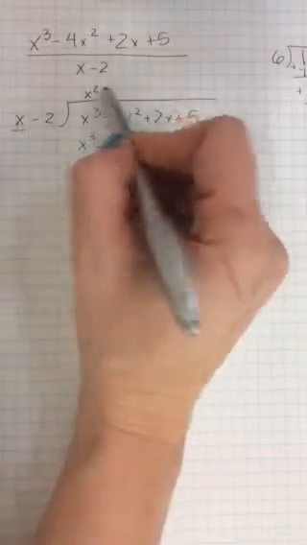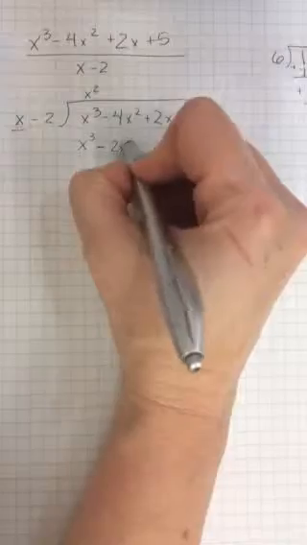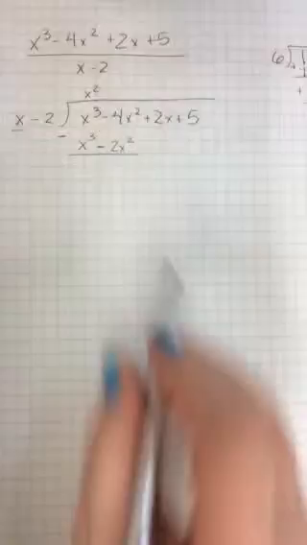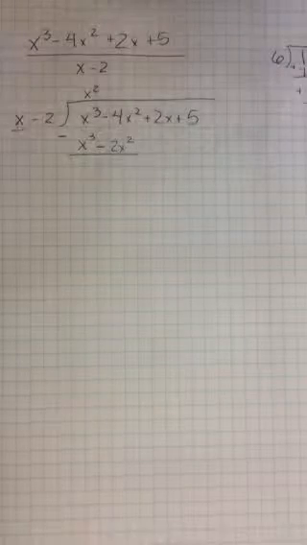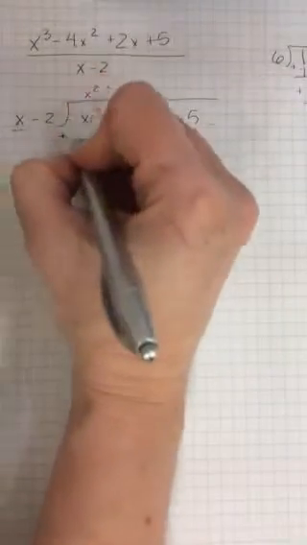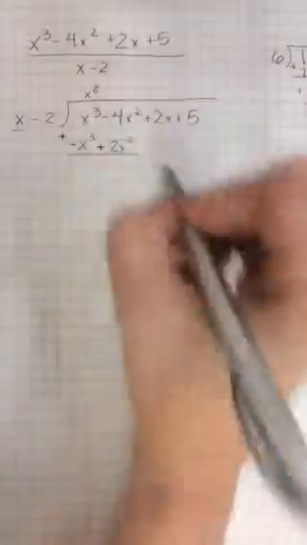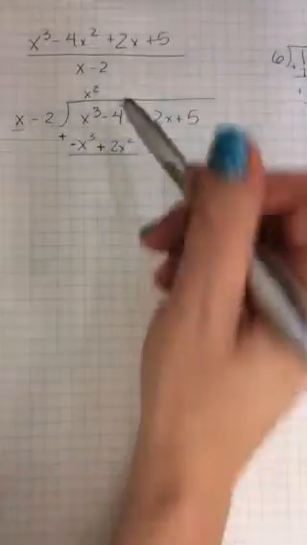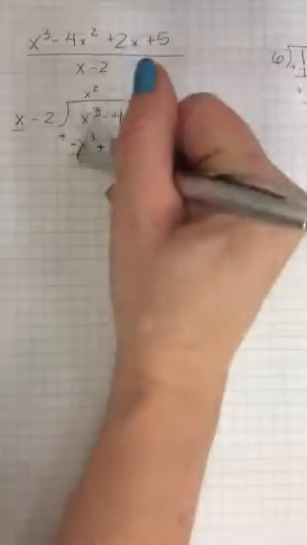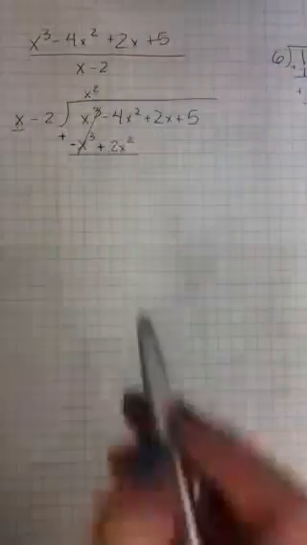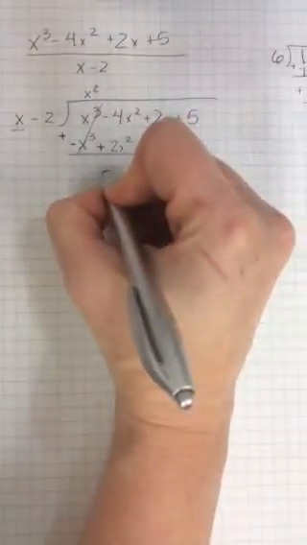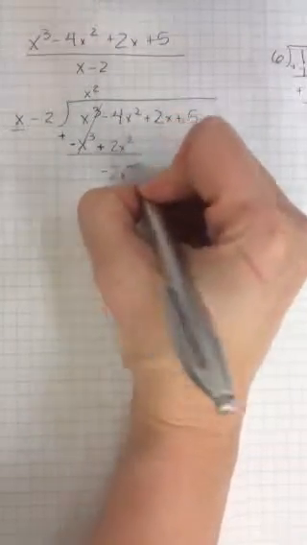So 2 times x squared is 2x squared. Just like in regular long division, I'm going to subtract. You might recall that instead of subtracting a polynomial from a polynomial, we can add the opposite of it. So that's what we're going to do here. And x to the third plus negative x to the third simplifies to 0. Negative 4x squared plus 2x squared gives me a negative 2x squared.